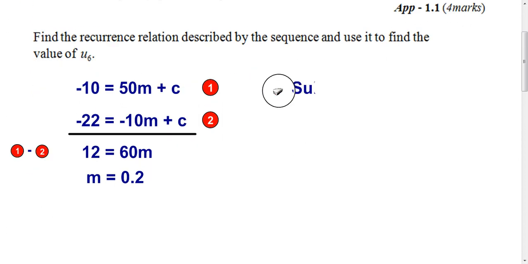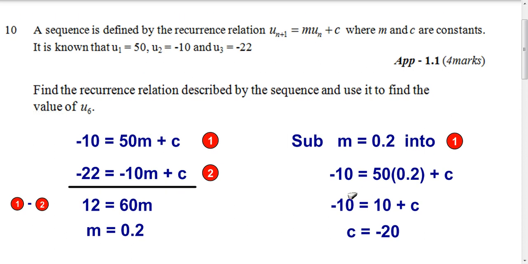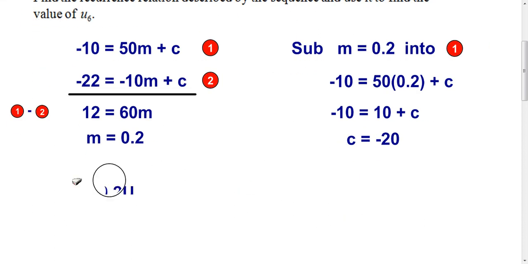Okay, all we want to do now is substitute 0.2 into either of those equations. I'm going to sub it into equation 1. So that's going to look like this. Negative 10 equals 50 times 0.2 plus c. Do this calculation and we get 10 plus c. That's just a fifth of 50. And then take away the 10 to give you c as negative 20. So I've now worked out my recurrence relation. I know this value is now 0.2 and I know that's a takeaway 20, so I'm going to write that down here.